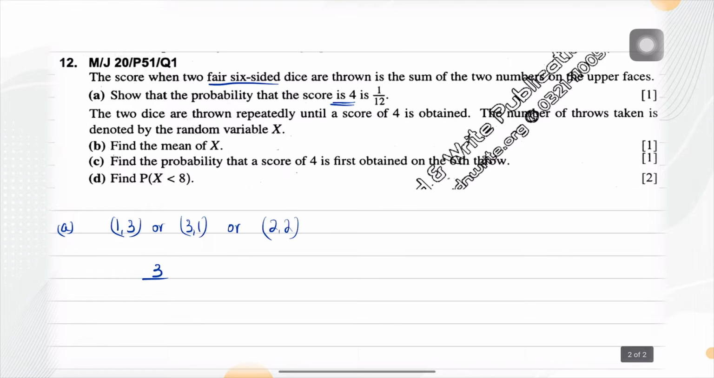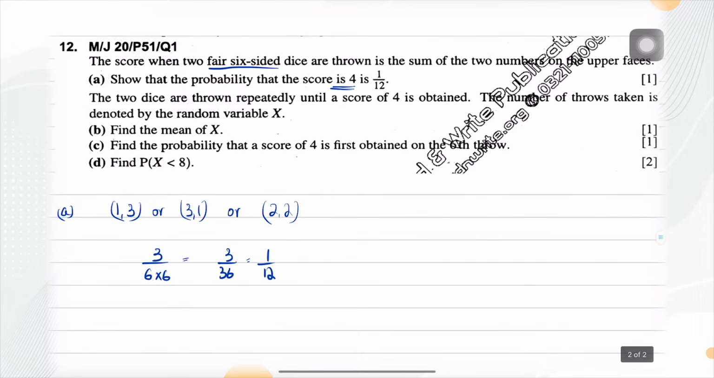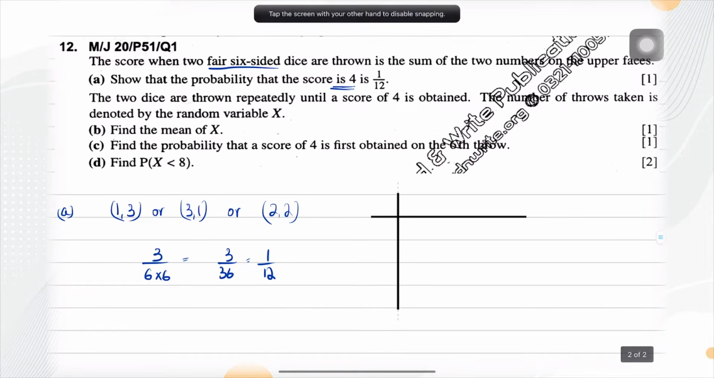Considering that we have thrown 2 fair 6-sided dice, how many total possible outcomes will there be? 6 on one and 6 on the other. So that means 36. So I'll write it down over here. 6 into 6, which is equal to 36. So 3 upon 36, and then if you simplify it, it is 1/12.